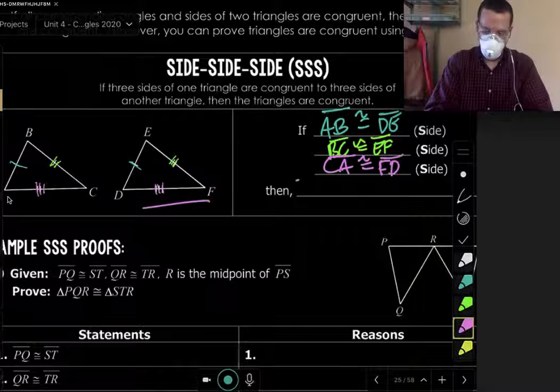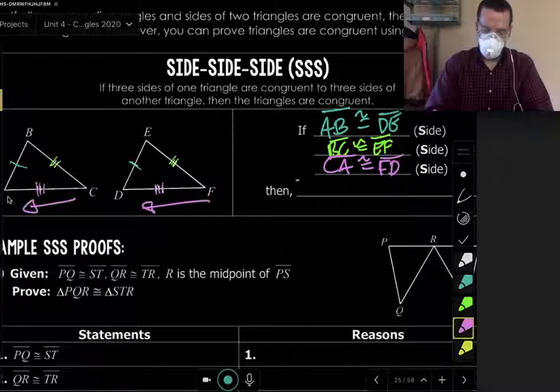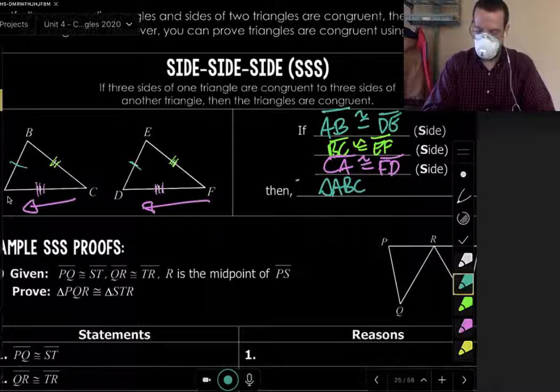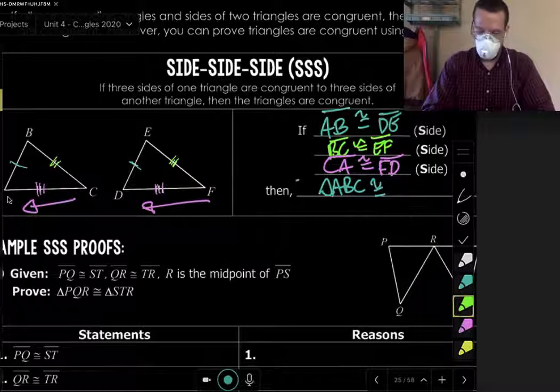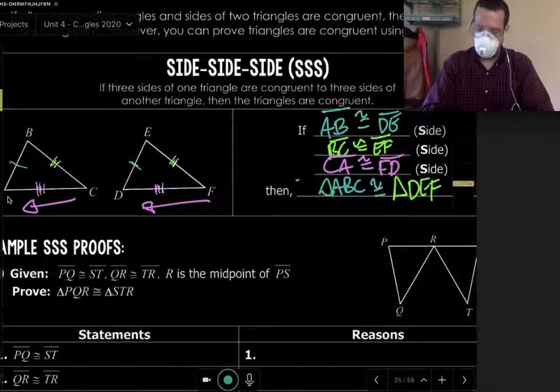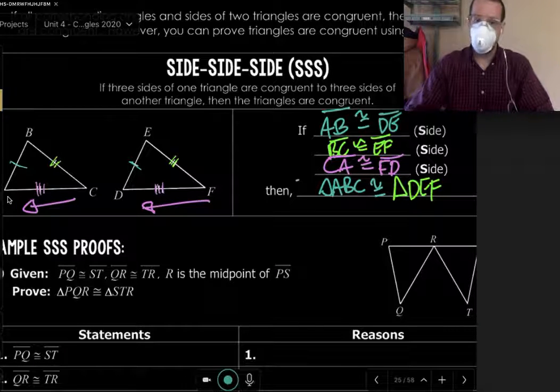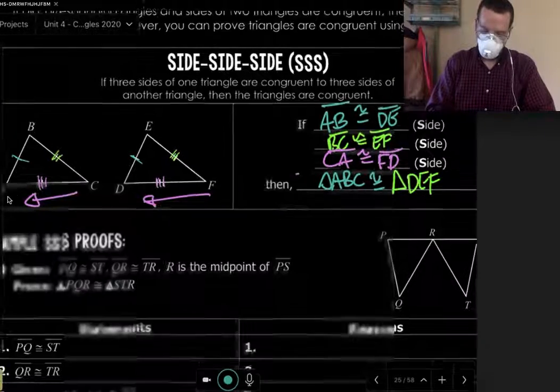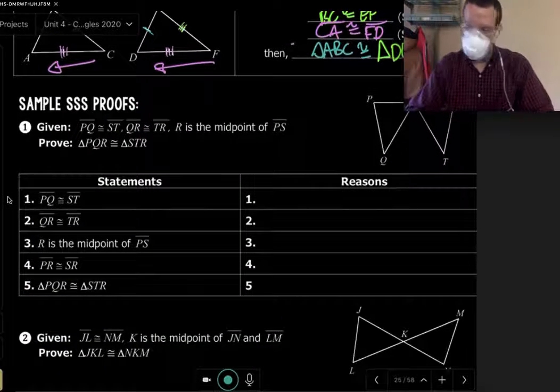Now, notice I'm going this way. And that is particular, but that is the way that we do it. And then once we have that, we can say the triangle on the left, triangle ABC, is congruent to the triangle on the right, triangle DEF. And again, I'm using their corresponding parts. So this is the idea. We're taking the three sides and we're saying that they are congruent. Now let us look at our first proof.